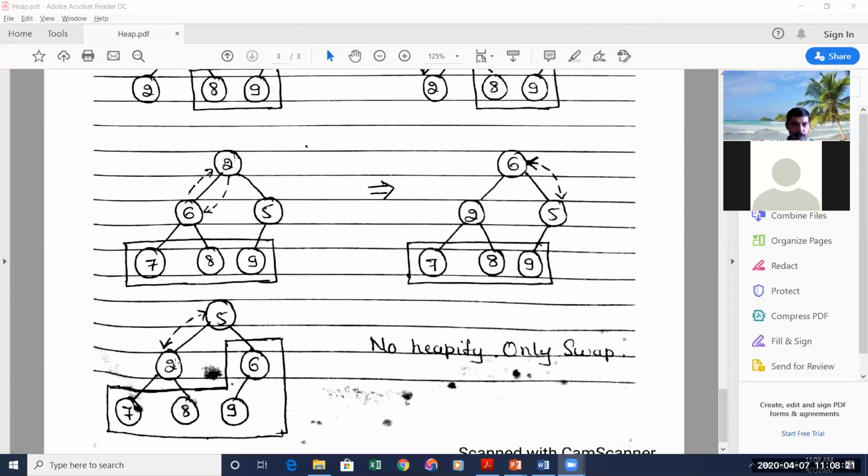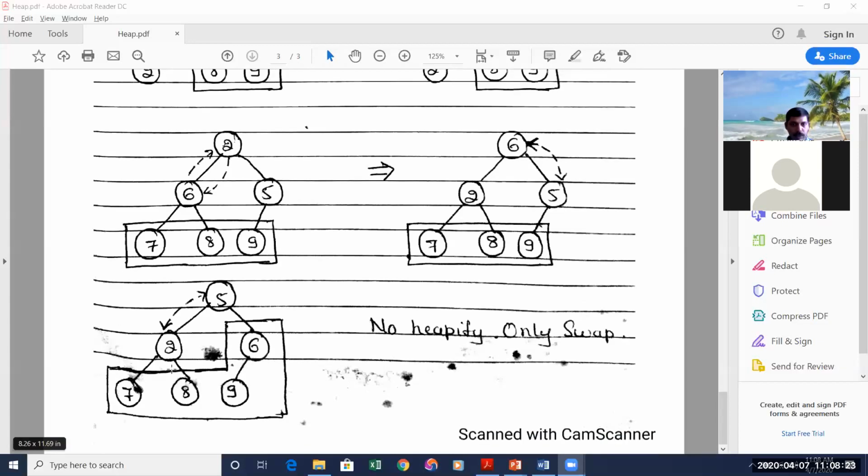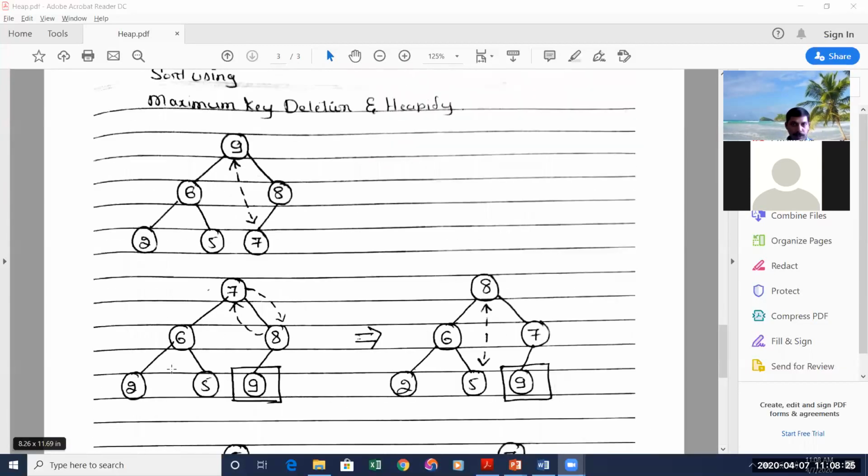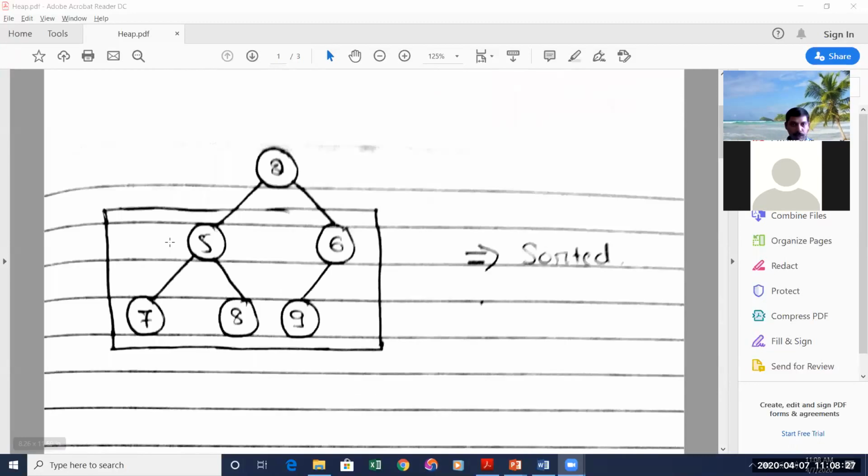So 5 will be swapped with 2. So 5 comes to this position and 2 goes to the position of root. So what next? You have to reduce the size of the array by 1. You have to put a box like this. And there is only one element, 2, left, and that is the end of the sorting.